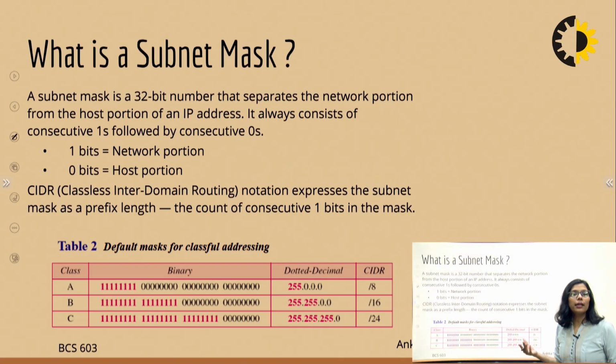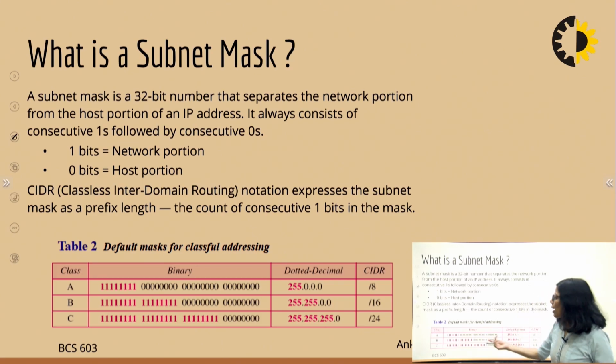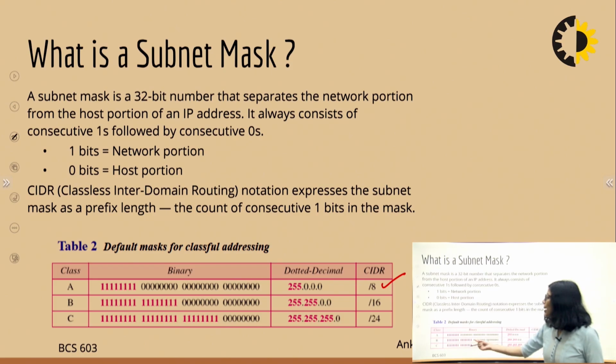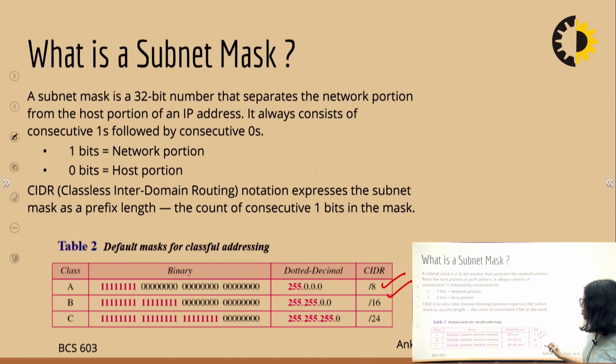Similarly, to depict the subnetting, we use the subnet mask. A subnet mask is a 32-bit number that separates the network portion from the host portion of an IP address. Basically, the subnet mask tells you the number of bits in your IP address which depict the network. If I talk about class A, here 8 bits depict the network, so I write /8. Here 16 bits depict the network, so I write /16. Here 24 bits depict the network, so I write /24.